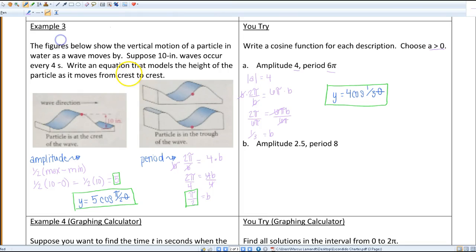Alright, so now I have an amplitude of 2.5 and a period of 8.